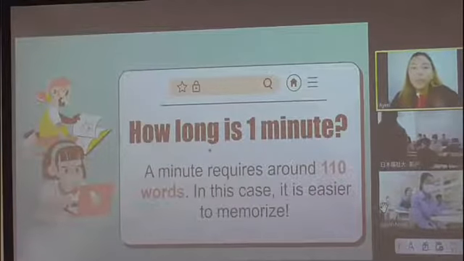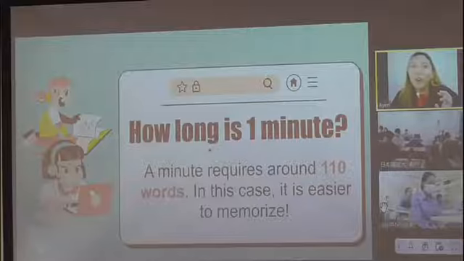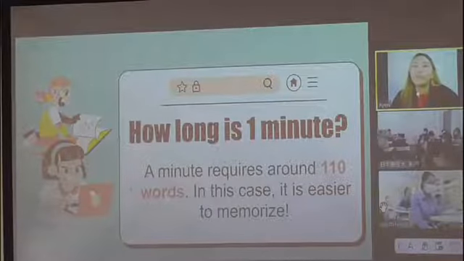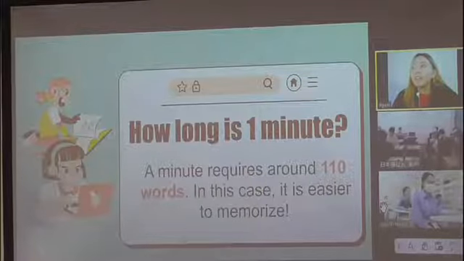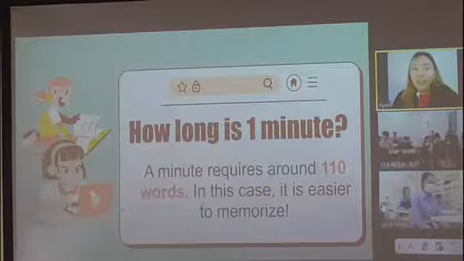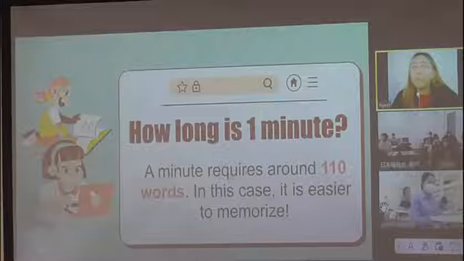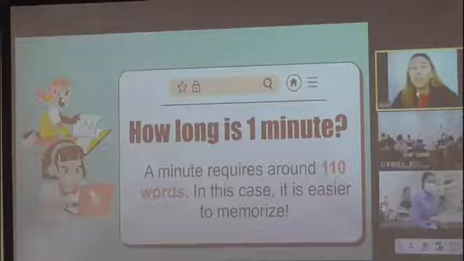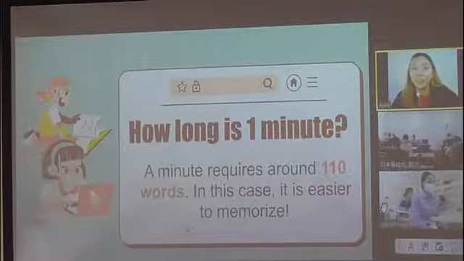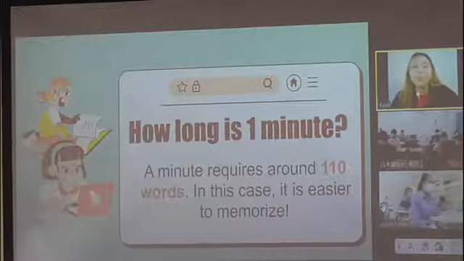So, we might be thinking, how long is 1 minute? So, let me read this to you. A minute requires around 110 words. A minute needs around 110 words. So, in this case, it is much easier to understand. 1 minute.